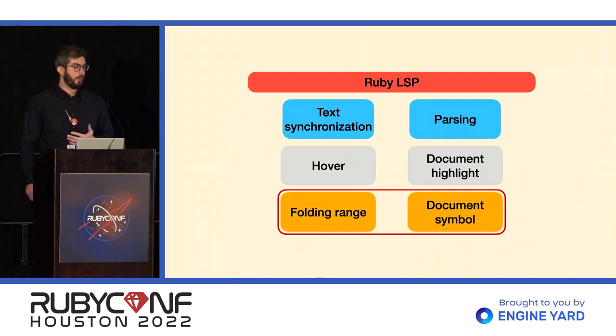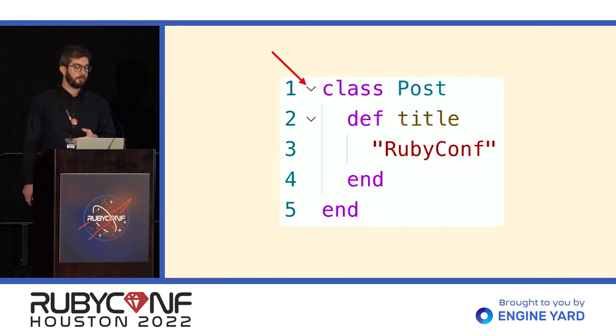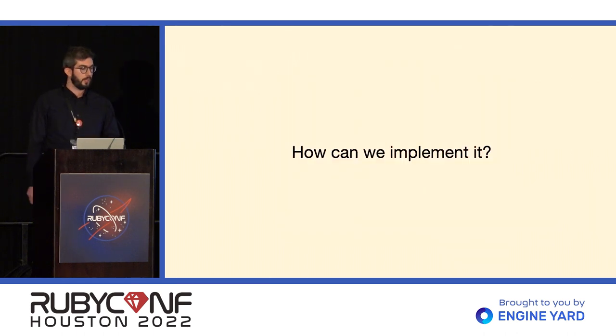More specifically, we're going to be focusing on folding range. Again, these are the little icons next to the line numbers that allow you to expand or collapse code. And this feature is computed once for the entire file. So you find everywhere you want to fold your code once, and you return that to the editor, and then the editor populates those icons for you. So how do we implement something like folding range?